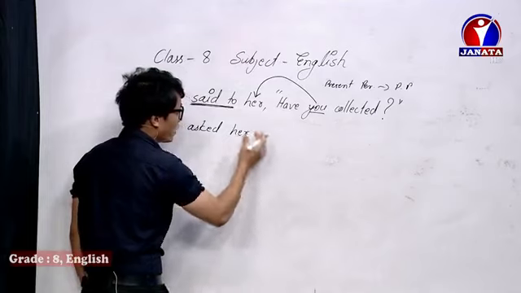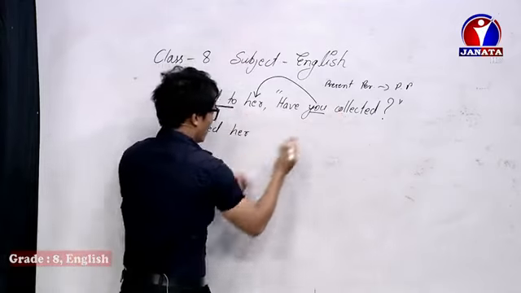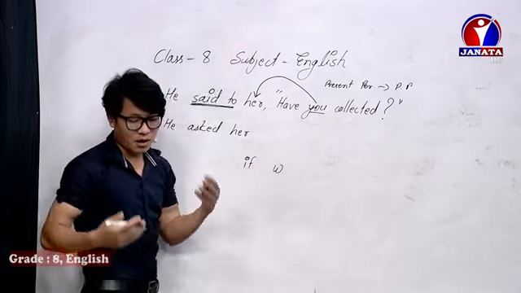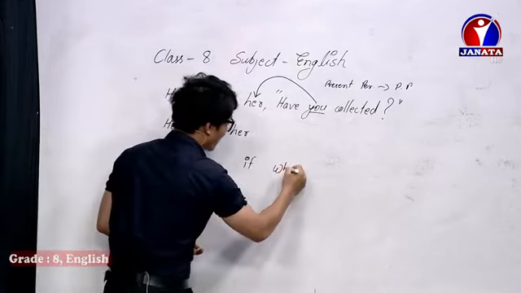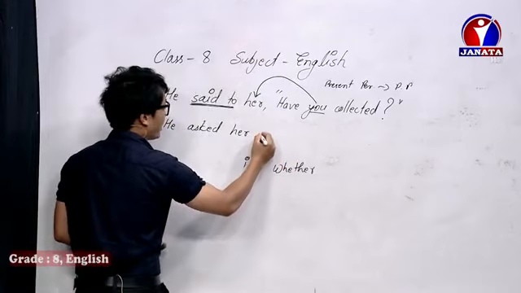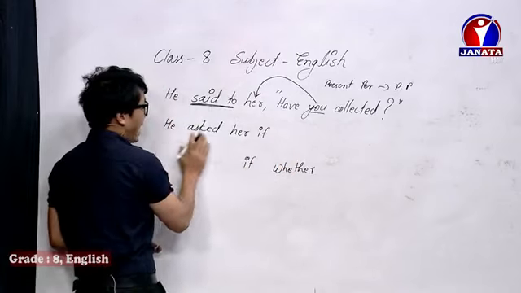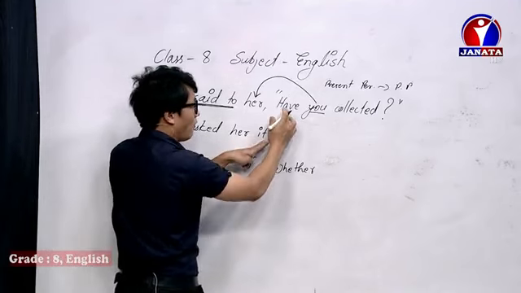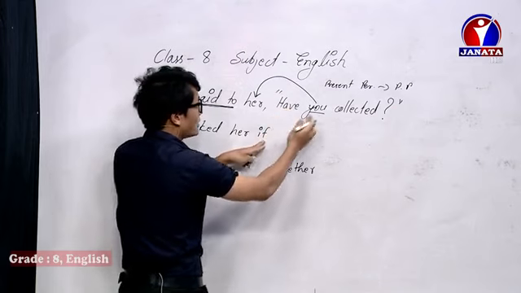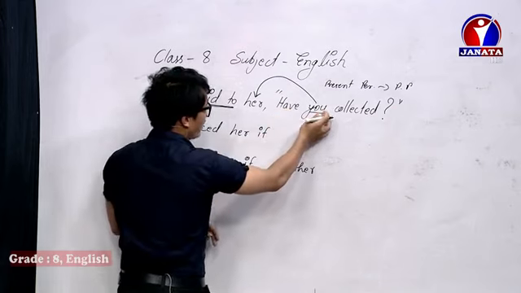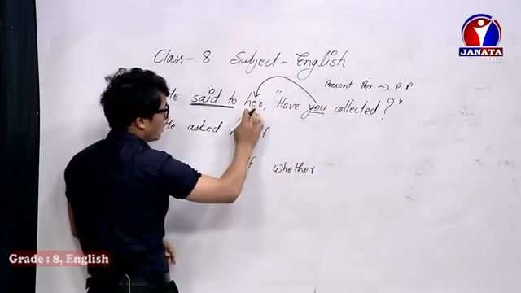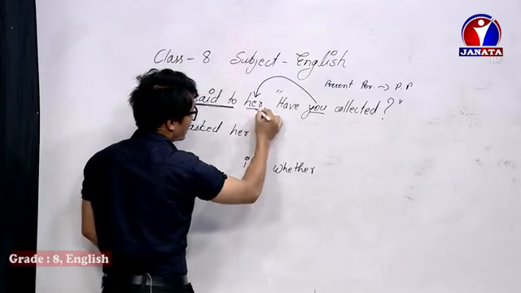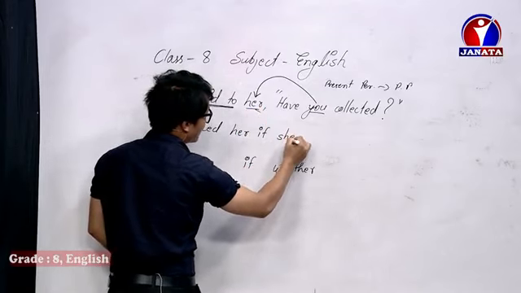Now, how to join this reporting and reported? We have if, or you can write whether. You can choose one, if or whether. So let me write here if. He asked her if. After writing if, you don't need to focus on the auxiliary verb. You need to focus on the subject. So what is the subject? You, and you should be changed into the object, and the object is her. So her comes here and stands as a subject, and the subject is she.